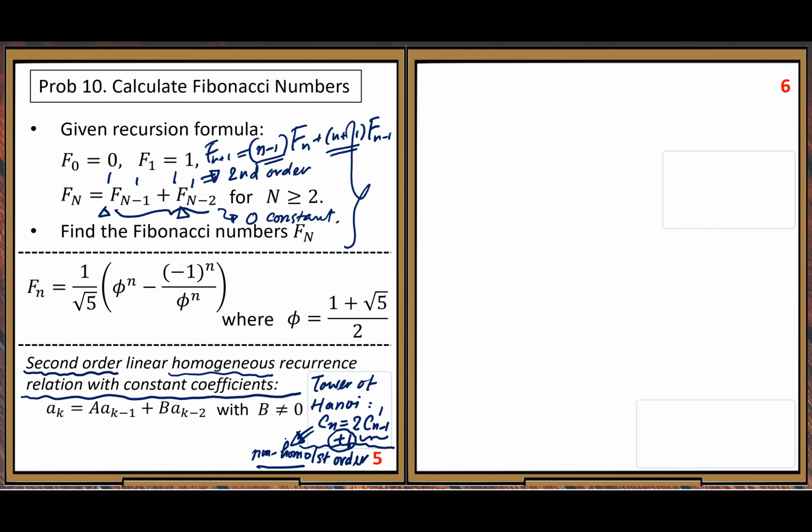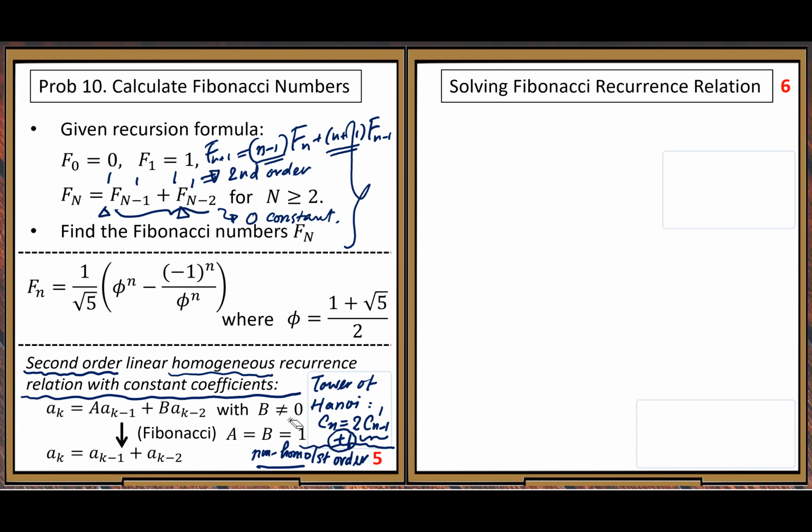And for the Fibonacci case, capital A and capital B both equal 1. So you can see that's the simplest case. All right. Now let's go through the procedure for solving this problem.